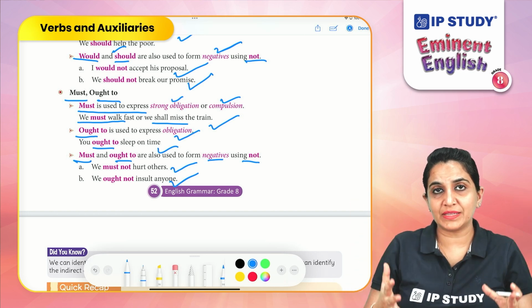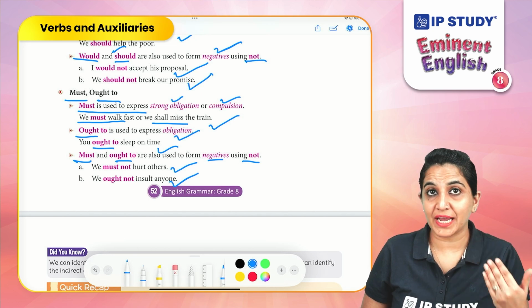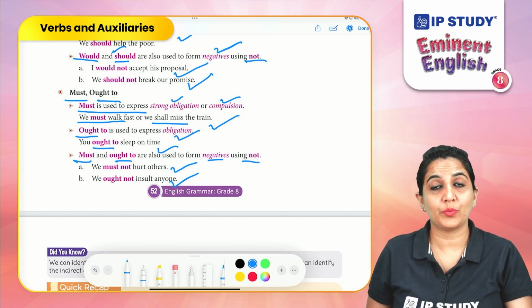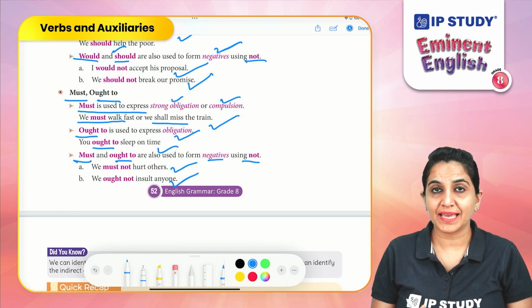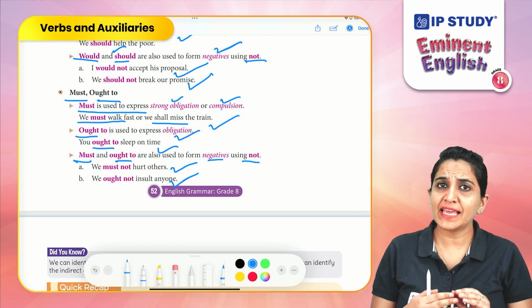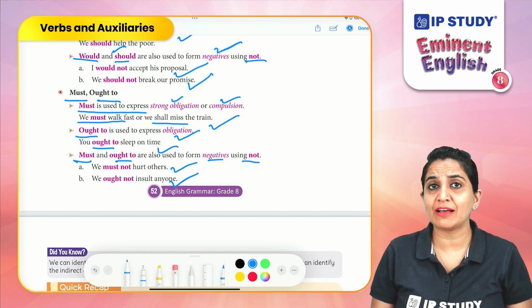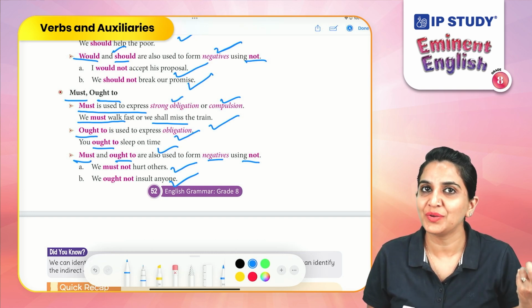So all of these are modal auxiliaries. Which modal auxiliaries did we cover? We did can, could, may, might, shall, will, should, would, ought to, and must. Each of the modal auxiliaries has its own unique importance, and they are used to express the mood and are used uniquely in their own way.